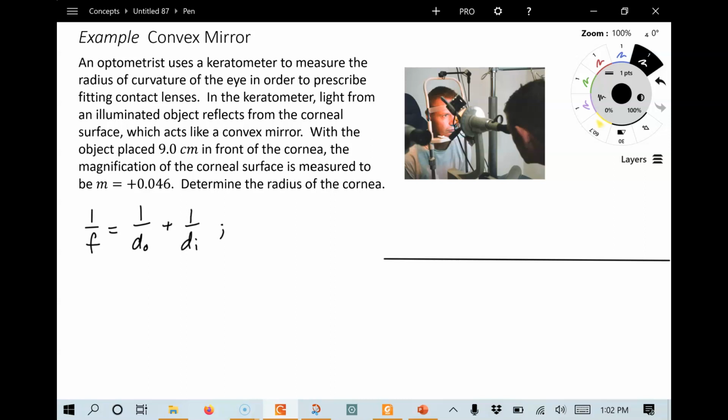And similarly, we've got the magnification equation, m equals minus di over do. And in this case, we have a convex mirror. I've already drawn a picture here, so let me go ahead and put my convex mirror in here. There it is. And so this is the front side, that's the reflecting surface. Here's the back over here.